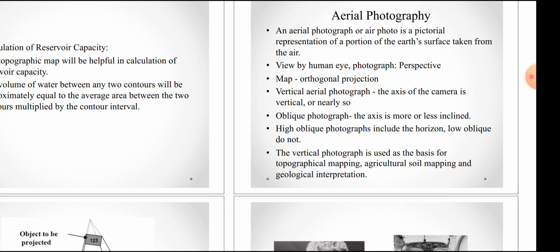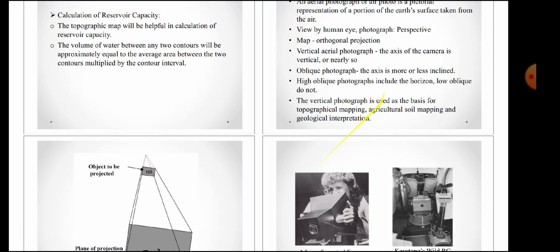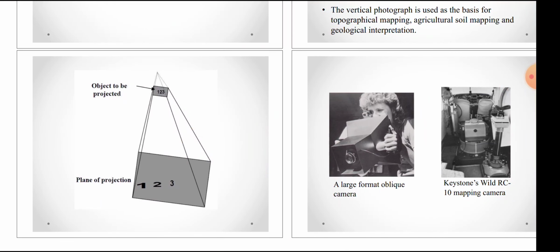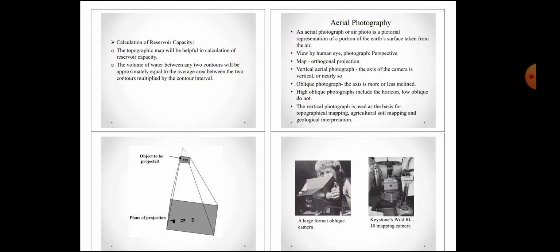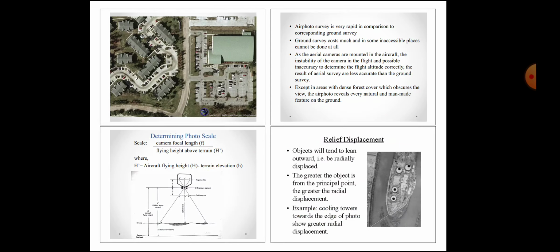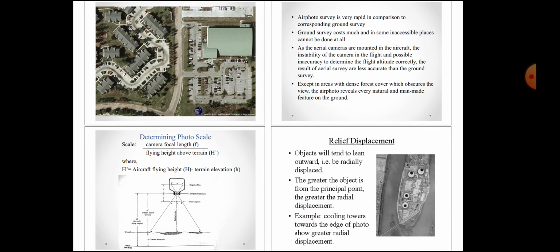Oblique photograph: the axis is more or less inclined. High oblique photographs include the horizon. Low oblique do not. The vertical photograph is used as a basis for topographical mapping, agricultural soil mapping, and geological interpretation. Air photo.